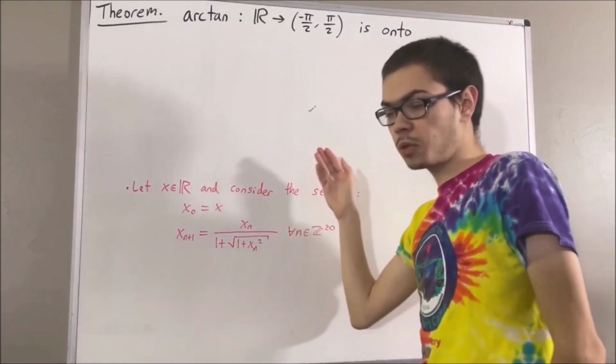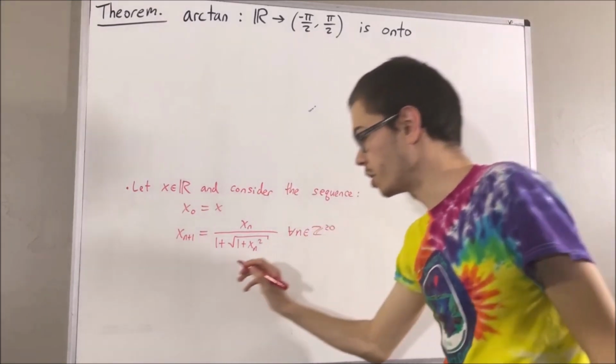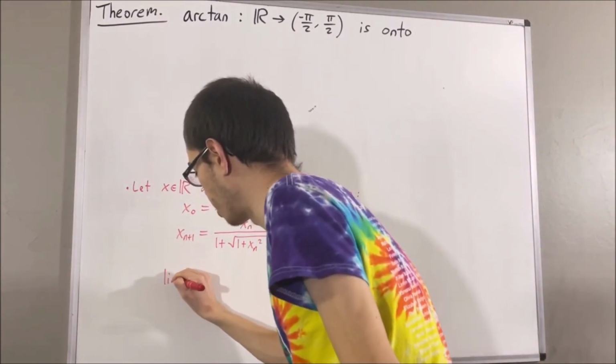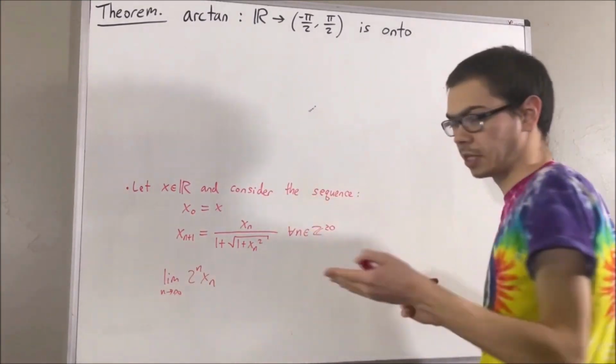Let x be any real number and consider the following sequence. Then, the sequence 2 to the n x_n converges. And we define the value that this sequence converges to be the arctangent of x.